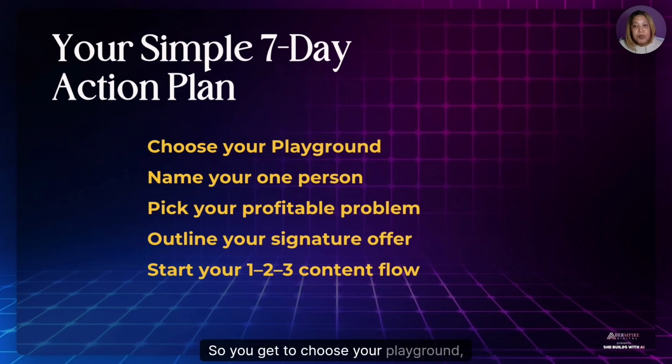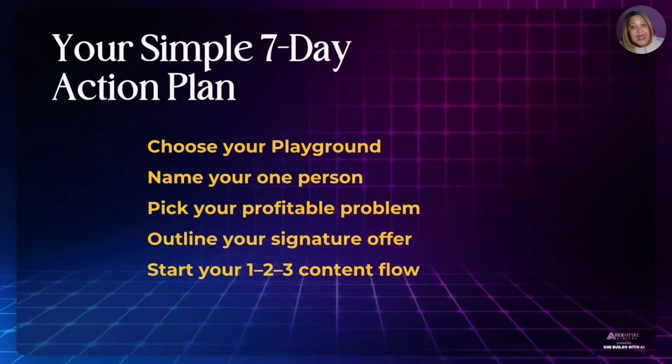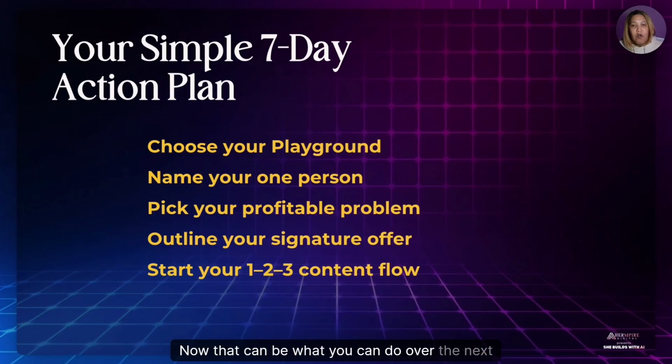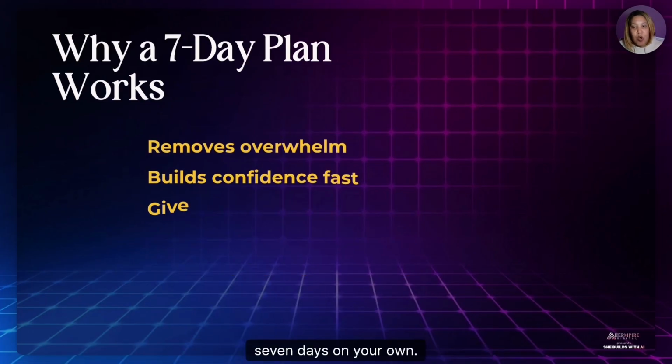So you get to choose your playground. You name your one person. You pick your profitable problem, you outline your signature offer, and you start practicing the 1, 2, 3 content flow. Small steps, zero pressure, just consistent forward movement. Now, that can be what you can do over the next 7 days on your own.